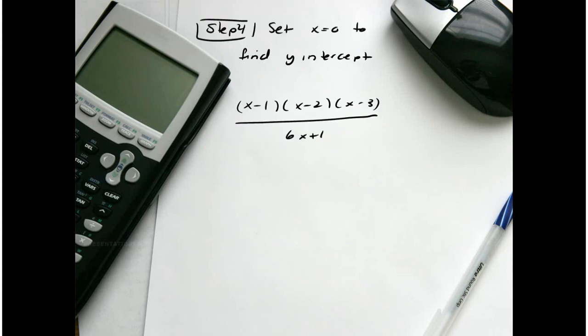How do I find the y-intercept? You set x equal to 0. Isn't that nice? I can just erase the x's and replace them with 0, and I get -6, as I already know. So it's matching what I just found on the calculator.